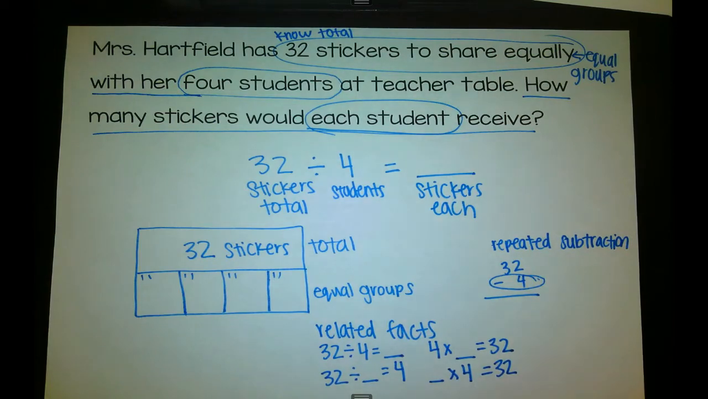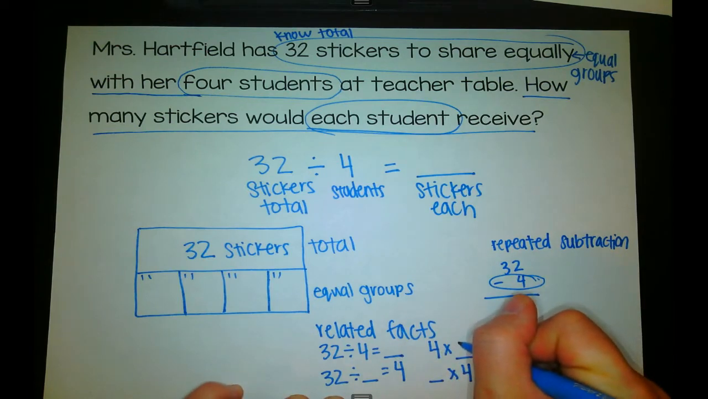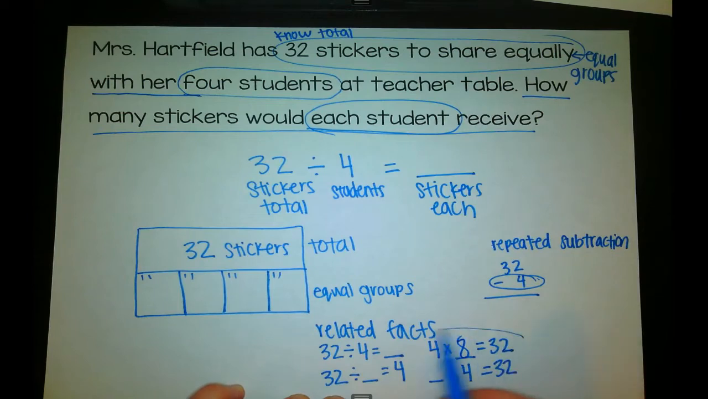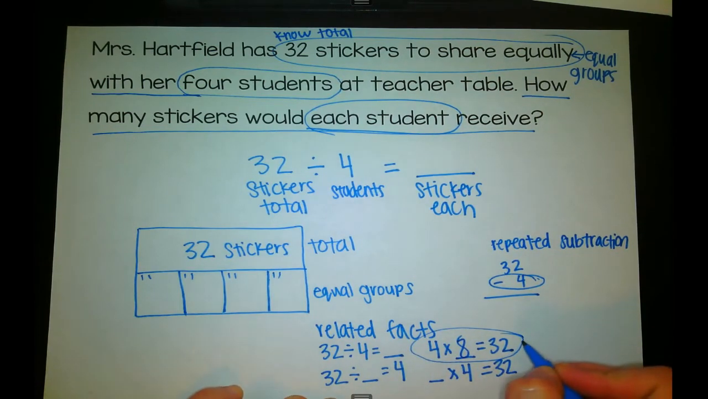Multiplication and division are in a fact family, and then addition and subtraction are in a fact family. Right now we're trying to push more towards using those related facts when we're dividing to save us time and to help support us in learning our multiplication facts and building that fact fluency. So when I look at this problem, it's easiest for me to think about 4 times what equals 32. I know 4 times 8 equals 32. So I could use my knowledge of 4 times 8 equals 32 to help me solve this problem.